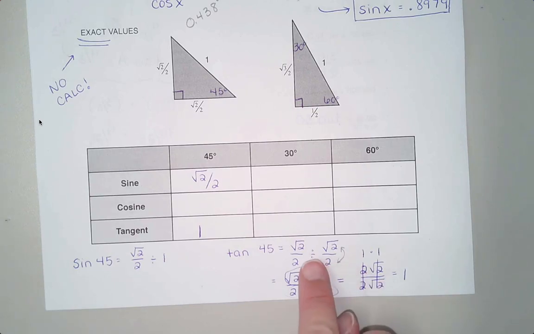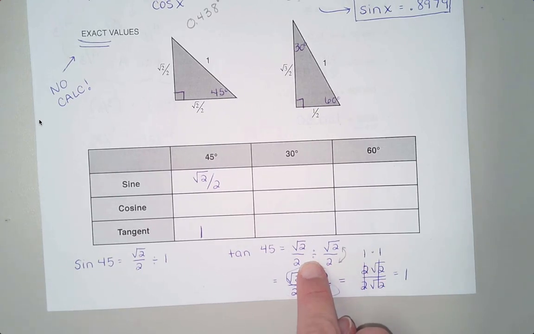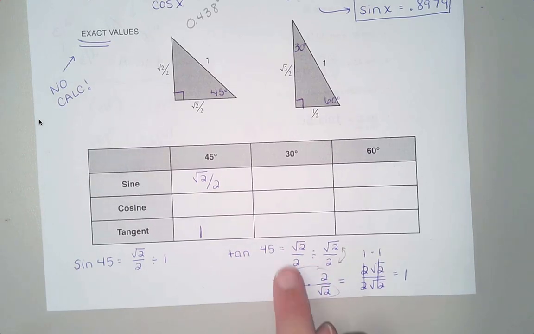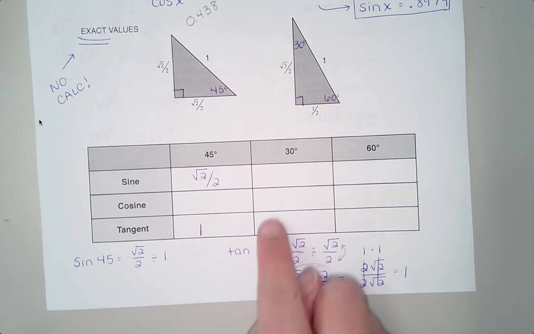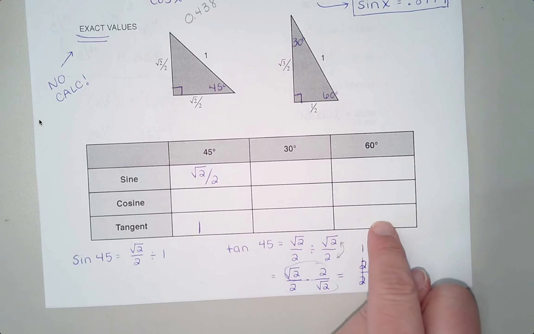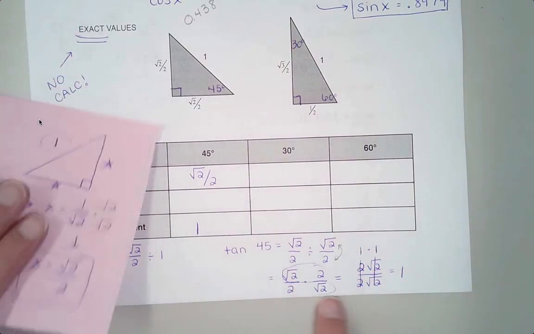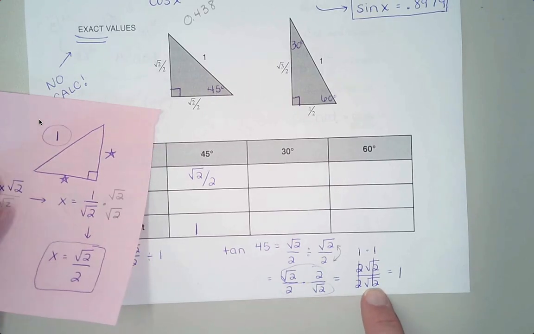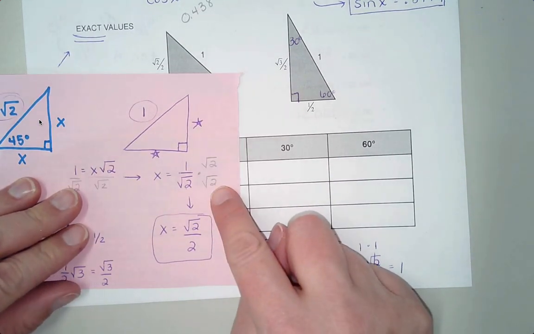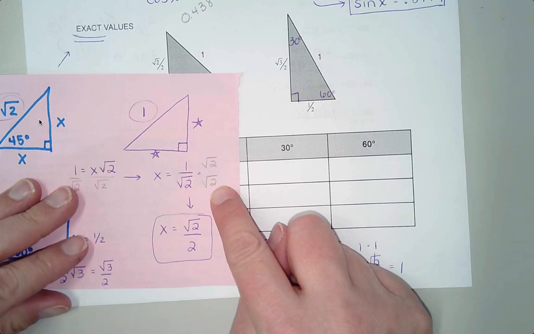I hope most of you knew that it was 1 way back here. If you didn't, it's okay, but you did way more work than you had to. Normally I wouldn't take the time to write all of this out, but I wanted you to see what this process looked like for when you get to the 30 and the 60. The other thing you have to keep in mind, and I just showed this on this pink paper, is if your final answer had a square root left on the bottom, you have to do this step called rationalizing, okay?